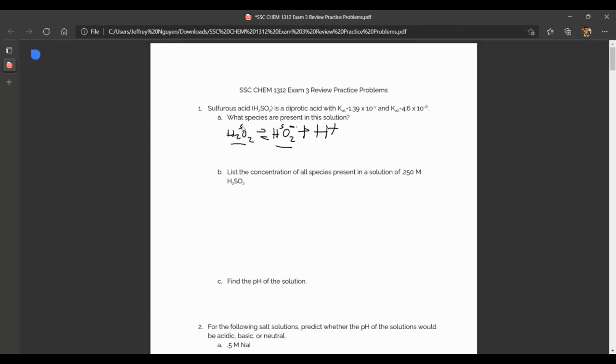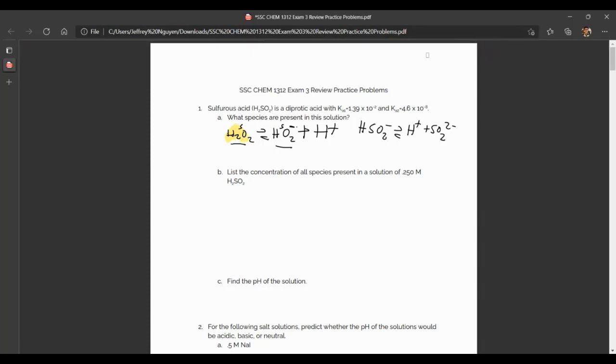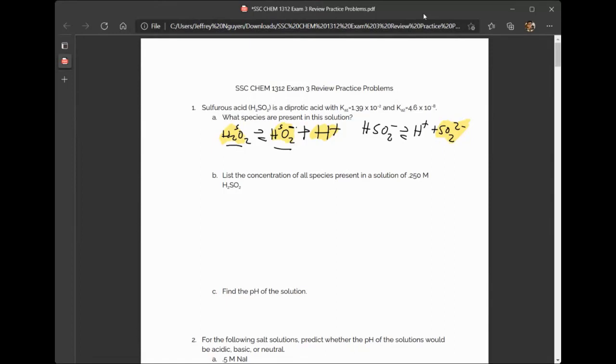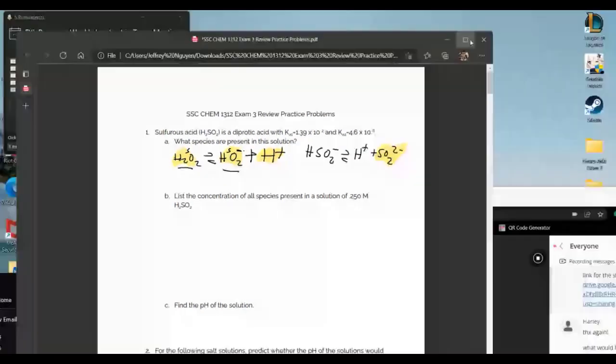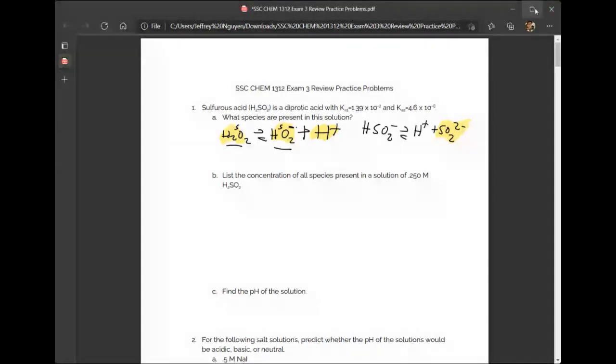But notice how we have an extra hydrogen here. We can go ahead and deprotonate that, hence why there's a second Ka value. When this reacts, the equilibrium will make H plus and SO2 2 minus. So what species do we have in solution? We have this one, this one, H plus in solution, and then this one. Cool. Does anyone have any questions on that problem? If not, we can go ahead and talk about the next one.